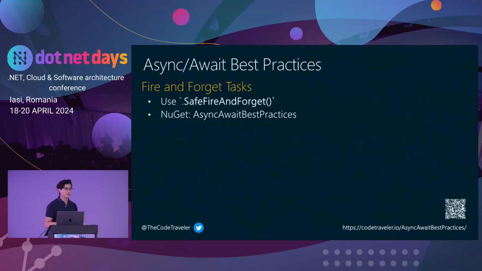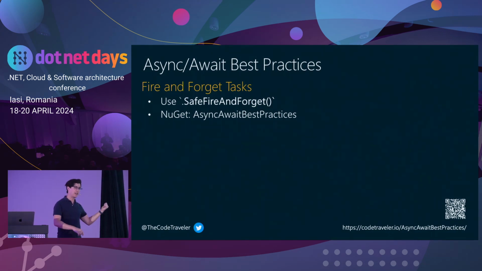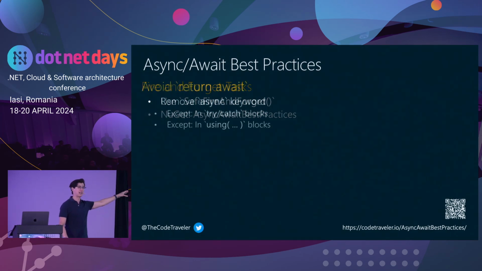Fire and forget tasks. Again, we need to make sure we await every task. And if we do want our code to continue on without awaiting it, then use the fire and forget library. You can find it on NuGet as AsyncAwaitBestPractices.